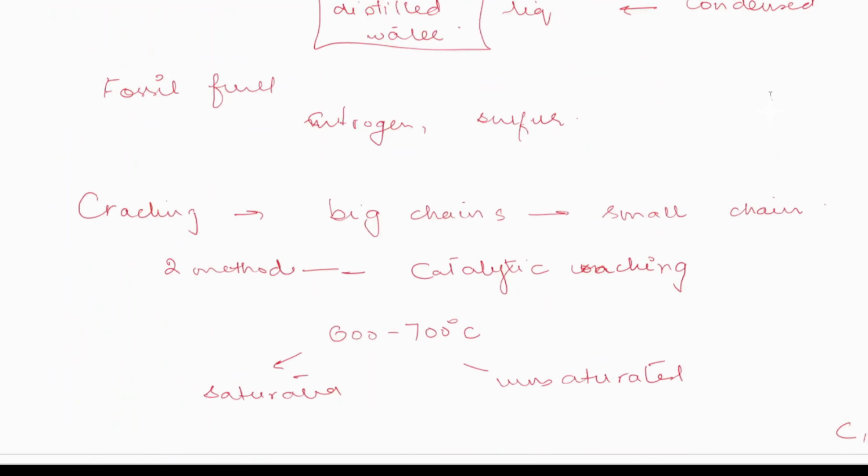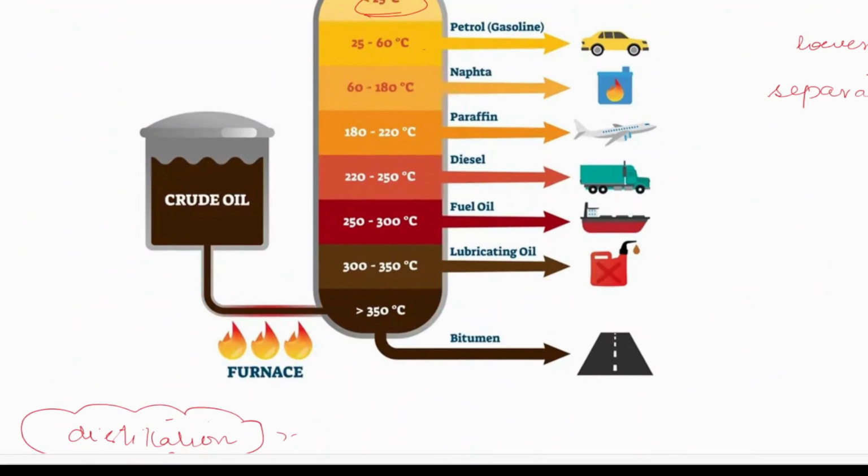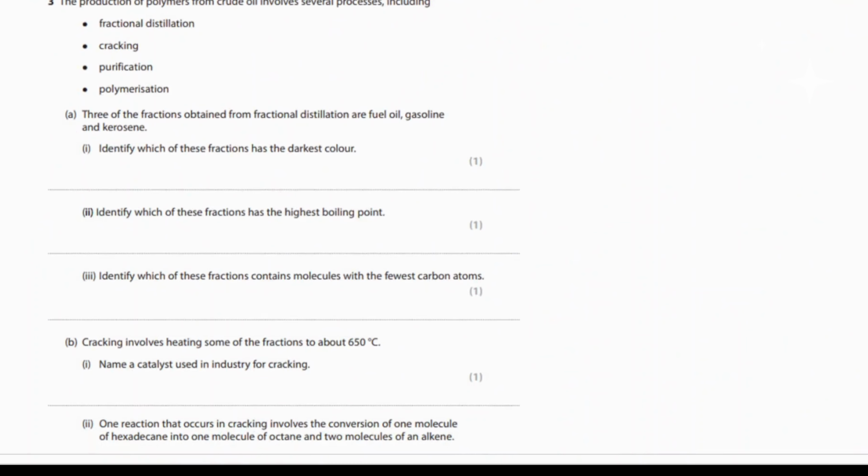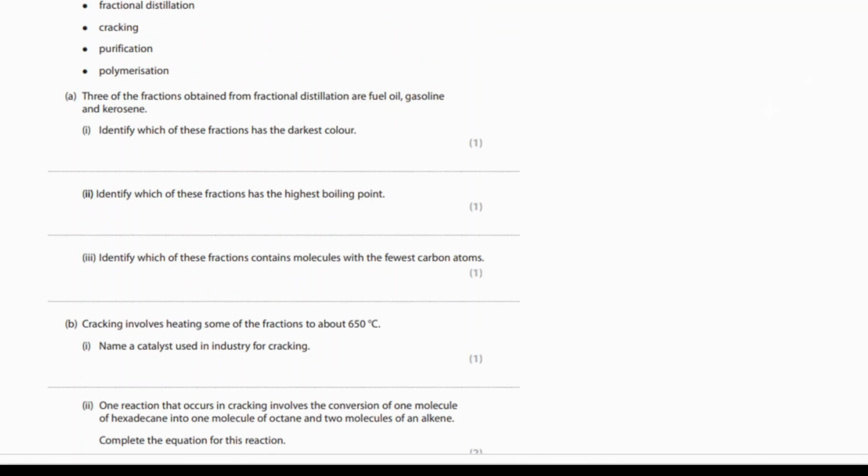Let's move to this diagram. Fuel oil, because it has the highest boiling point. More number of carbon, darker the color. So it would be fuel oil. Identify which of these fractions has the highest boiling point. Fuel oil. Okay, next one.